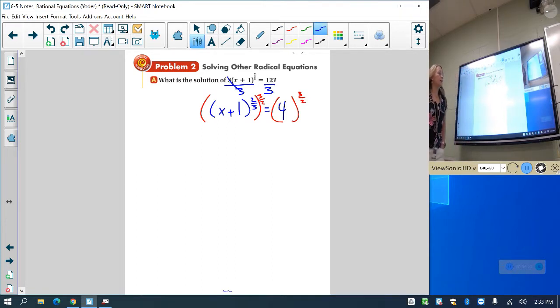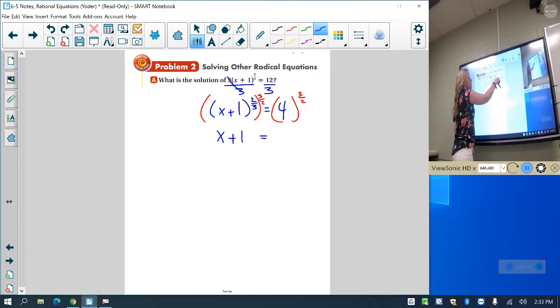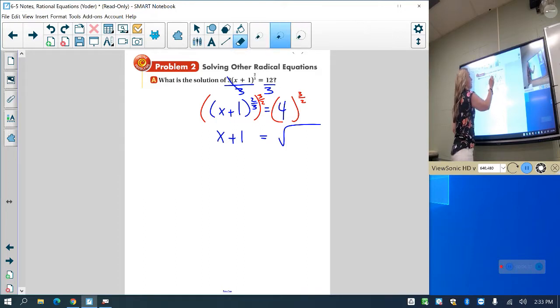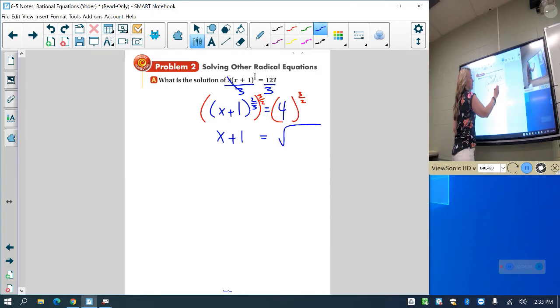As soon as you do this, 2/3 times 3/2 is just 1. So I have x plus 1 to the first power, or just x plus 1, equals 4 to the 3/2, the square root of 4 cubed. Oh, I don't need that if I'm doing square root. 4 cubed is 64.